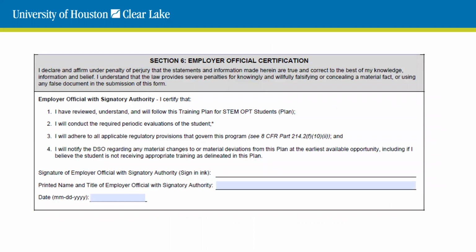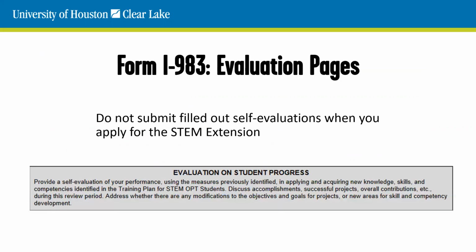Your employers will determine who can sign this form. This may or may not be the same person as Section 4. It should be someone who is familiar with your training plan and the person who is conducting your evaluations. Pen ink signatures are preferred. Self-evaluations are due in 1-year intervals and are not due at the time of application. Please refer to the presentation's STEM OPT extension reporting requirements for more information on when these pages will be due.